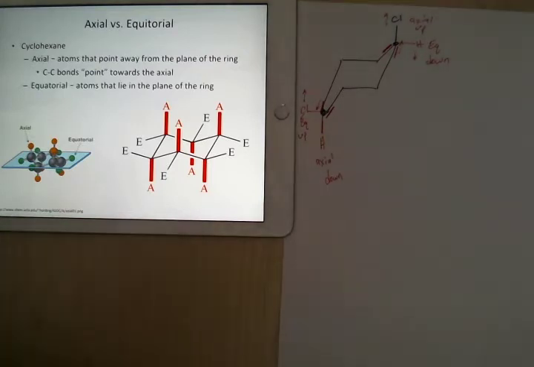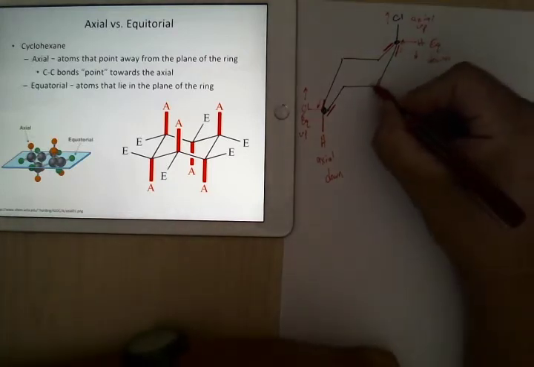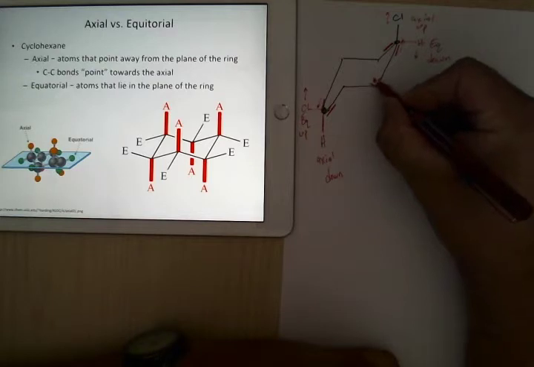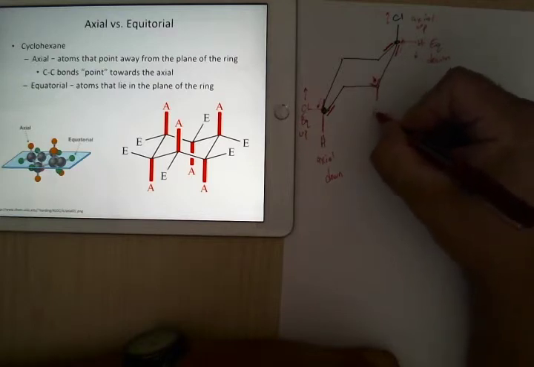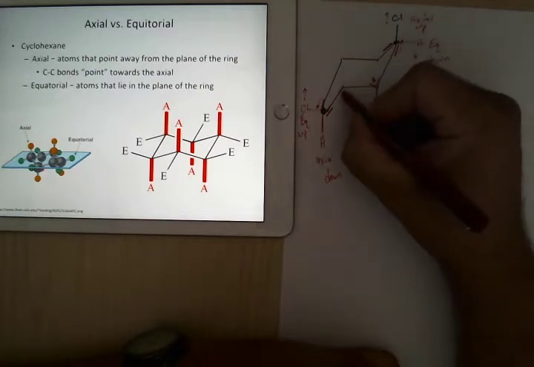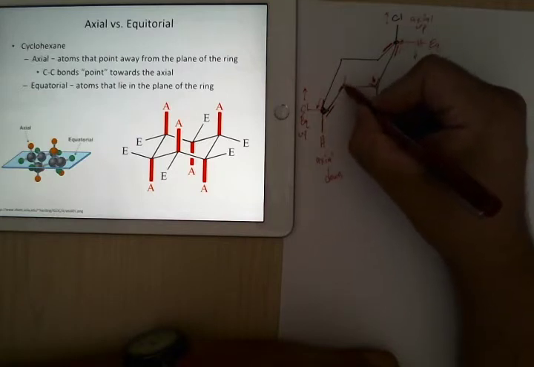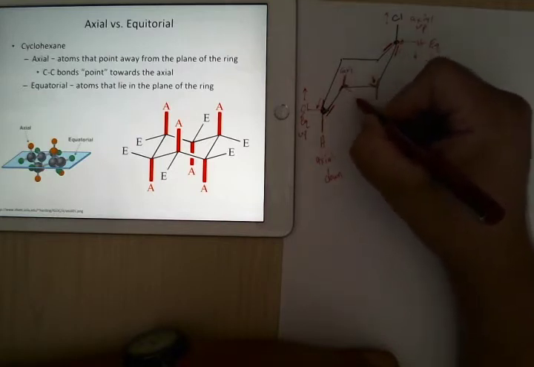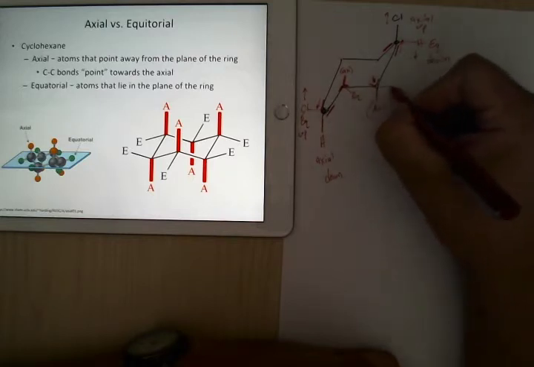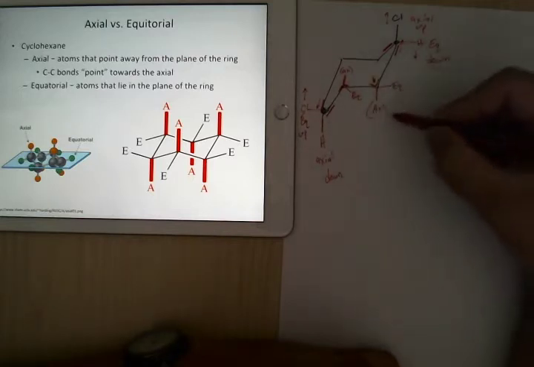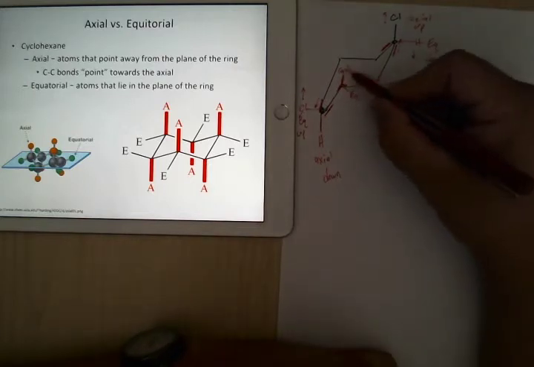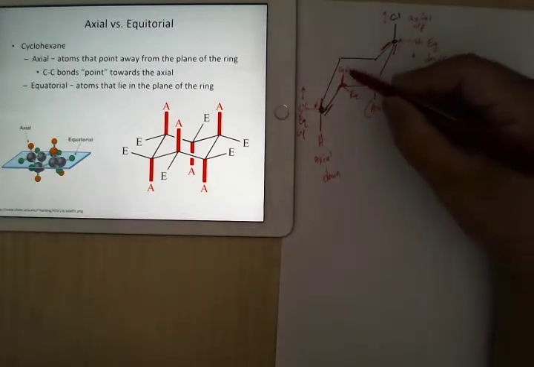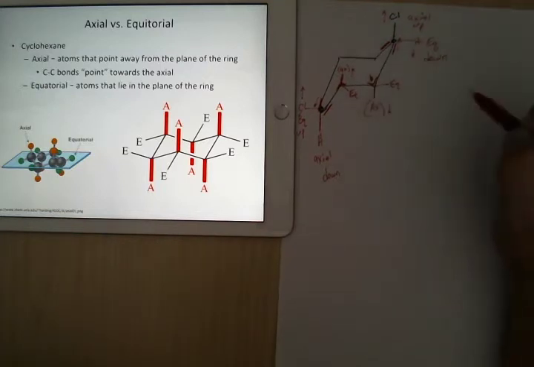Even for here, notice how these bonds are kind of pointed down, so that means your axial is down. Here the bonds are kind of pointed up, so that means the axial's up. And here the equatorial just kind of comes out to the side. But notice how this one is lower than that, so this is down. This one is higher than that, so this is up. The axial is higher than the equatorial, so it's up.